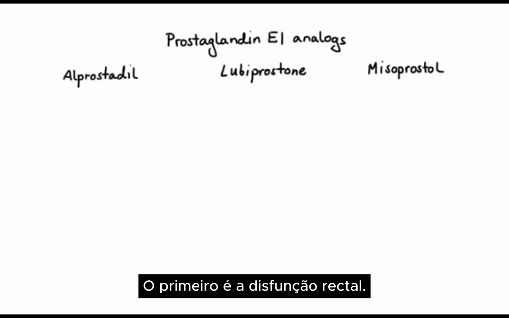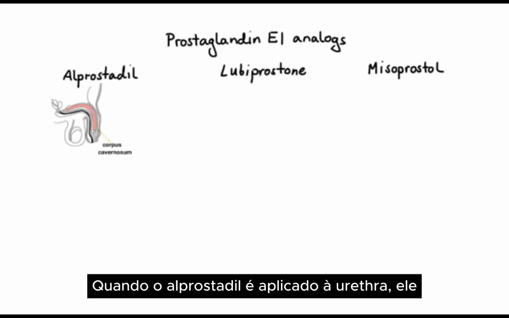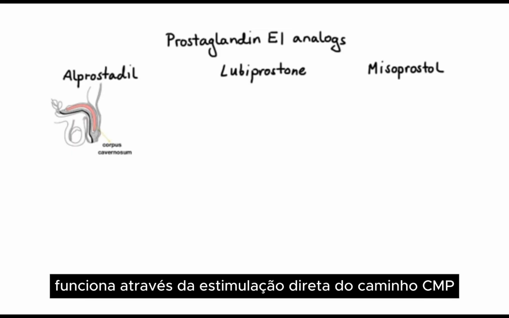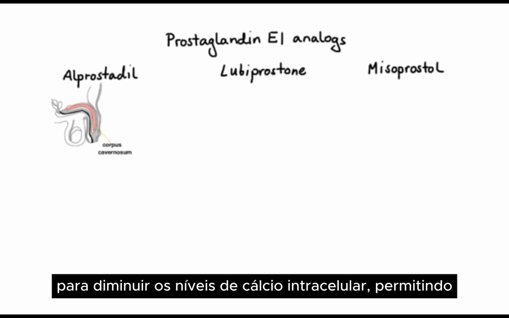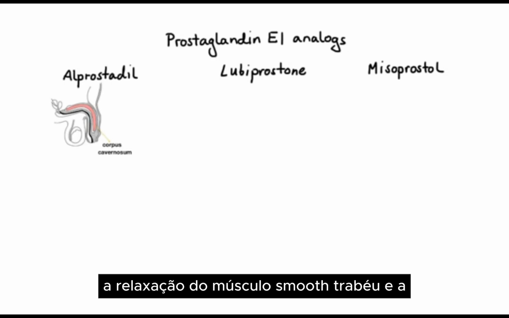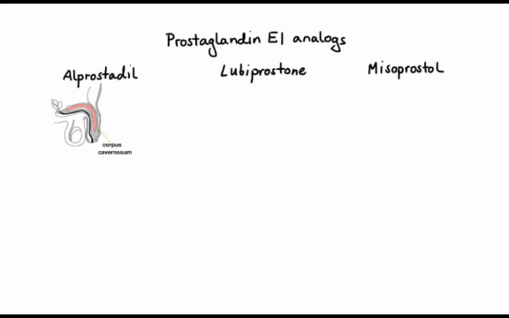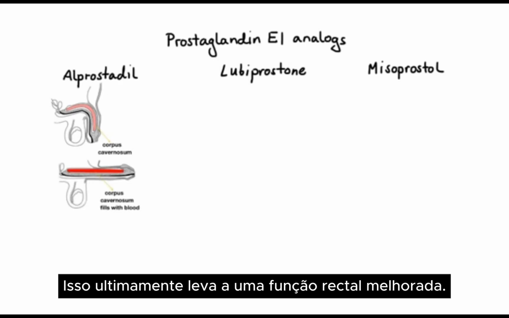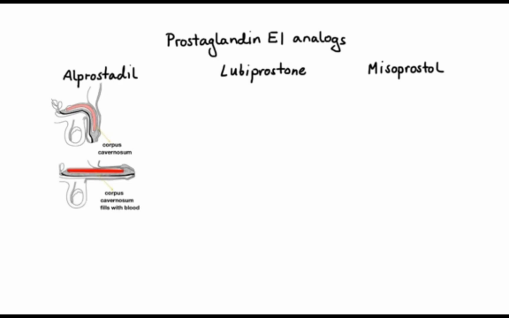First is erectile dysfunction. When alprostadil is applied into the urethra, it acts via direct stimulation of the cAMP pathway to decrease intracellular calcium levels, allowing for relaxation of trabecular smooth muscle and dilation of cavernosal arteries. This ultimately leads to improved erectile function.